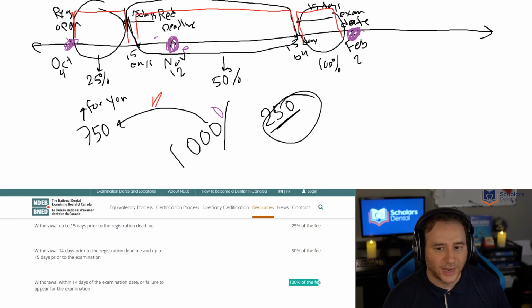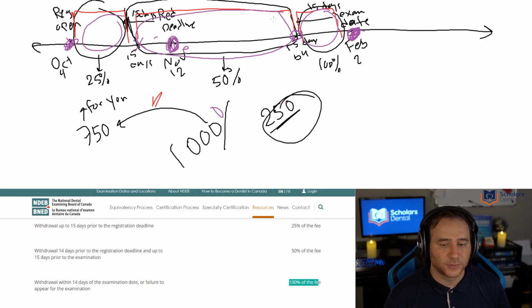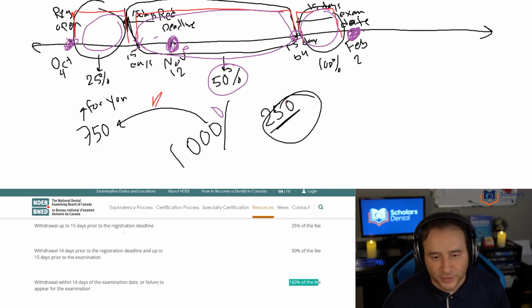Okay, these are the actual event dates. So the timeline doesn't work off the event dates, it kind of works off the 15 days before. Two weeks before here, this is a chunk. And then from here to here, up to two weeks before the deadline, is a chunk. And then from this 15-day mark before the deadline to the 15-day mark before the exam date is a 50% charge chunk. You could think of it that way.